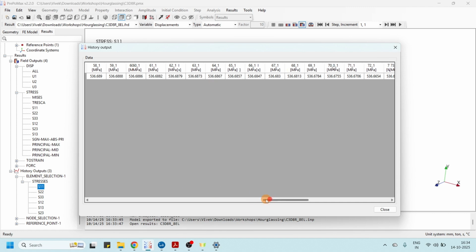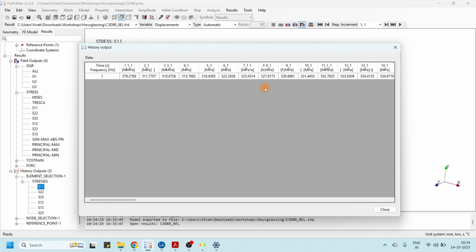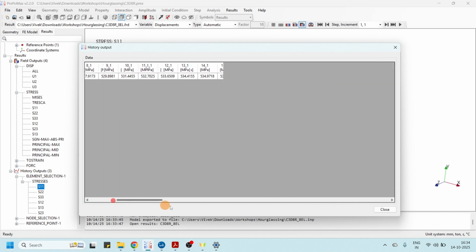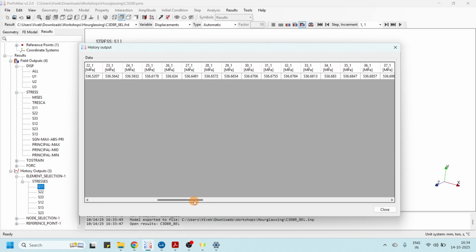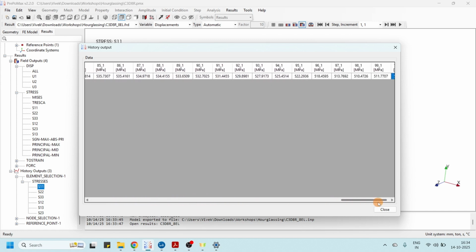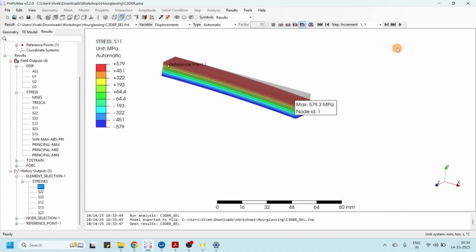So we can check the output file. This is just a limitation in the user interface. It will only report 100 columns. In that file you will see the complete report. But what I'm trying to say is, we are moving close to the theoretical output by refining elements along the thickness and by eliminating hourglassing.